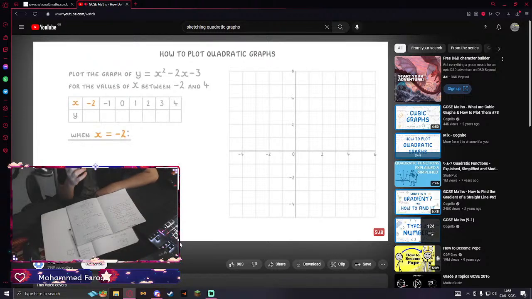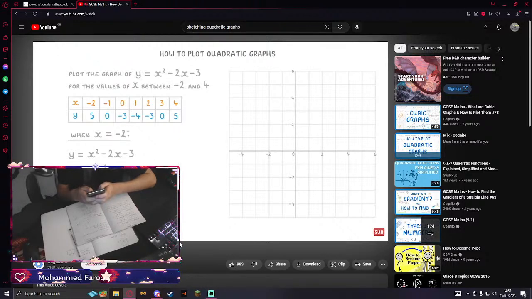For example, when x equals minus 2, we can figure out what y will be by plugging minus 2 into this equation that we were given in the question. So y will be equal to minus 2 squared minus 2 times minus 2 minus 3, which simplifies to 4 plus 4 minus 3, which is 5. So we can put that 5 into the table beneath the minus 2 to show that when x equals minus 2, y is 5. Then you just need to repeat this process over and over again for all of the other values of x until you've completed the entire table.